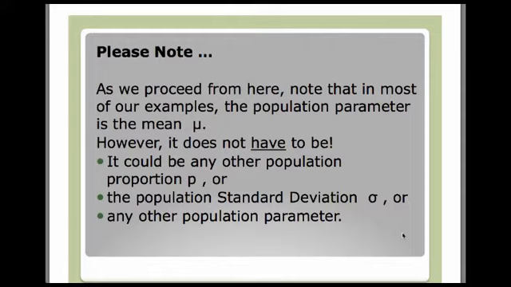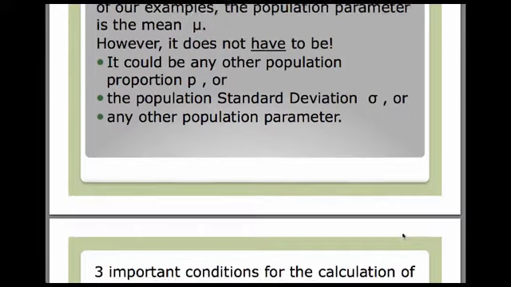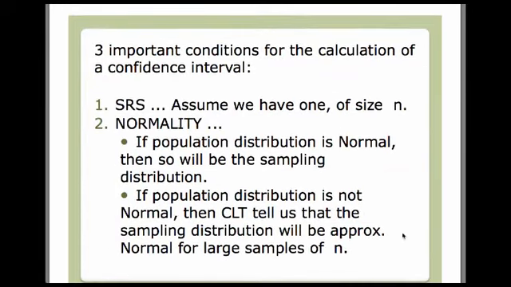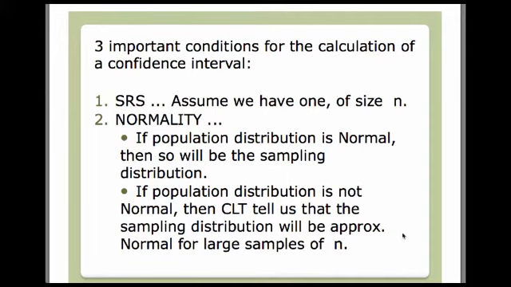As we've seen with other things, there are definitely conditions that need to be met in order to be able to create a confidence interval and be assured of the validity of that interval. So the 3 conditions that need to be met. First and foremost, we need a simple random sample. Typically, we're going to assume we have one, and it would, of course, be of a certain size n.